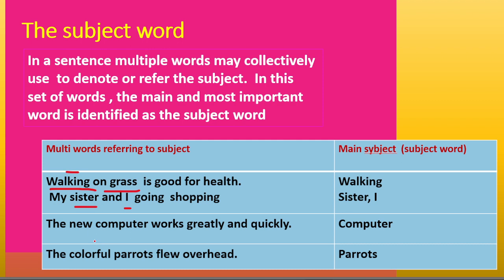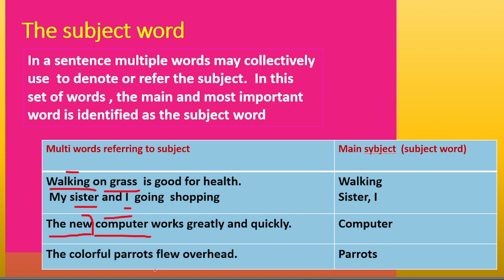Next sentence. The new computer works greatly and quickly. So ইয়াত main subject টো কোনটো হয়? Computer. আমি কোনটো বিষয় লৈ কথা পাতি আছো? Computer বিষয়টো লৈ কথা পাতি আছো. But along with computer, some other words are also describing the computer. একেটা শব্দ কম্পিউটাৰটোৰ লগতে জড়িত হৈ আছে। কিন্তু মেইন টপিক বা বিষয়টো হ'ল computer. So computer is the subject word in this sentence.